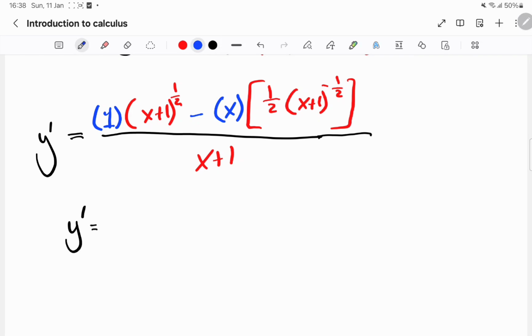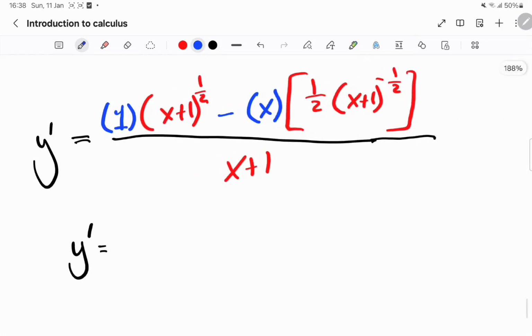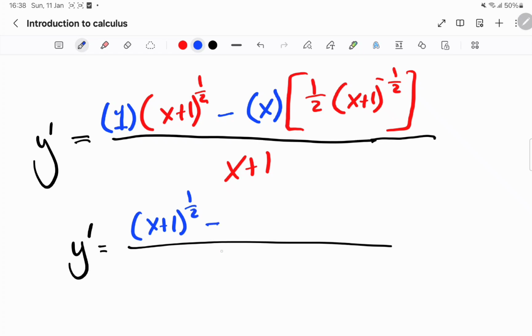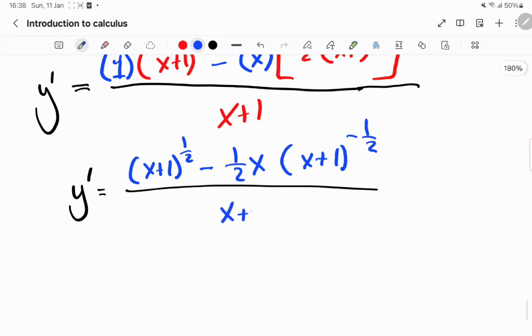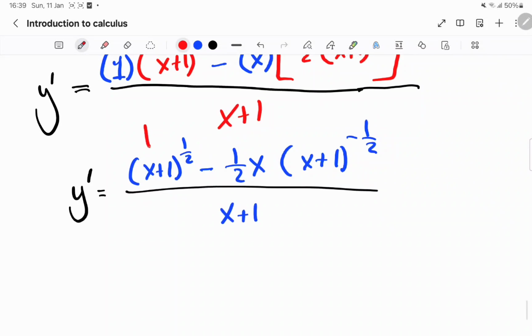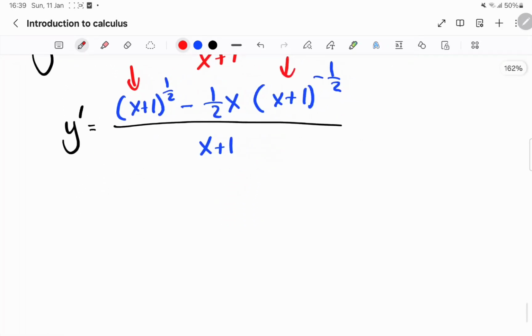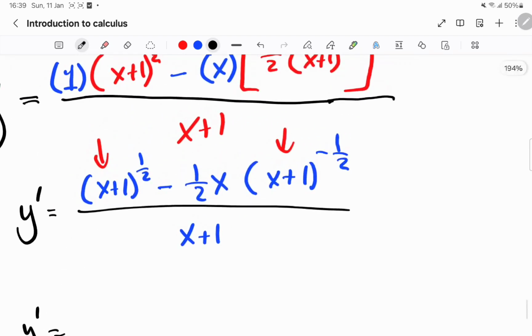I'm gonna do this a bit slower because I don't want you guys to miss out on any key details. So, 1, we can just ignore the 1 to the half, minus, I'll bring out the half, minus a half x plus 1 to negative a half over x plus 1. And if you guys notice something, there's an x plus 1 on both sides. Okay? So I'm gonna factor out x plus 1 to the negative a half.